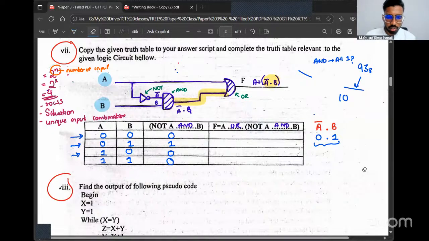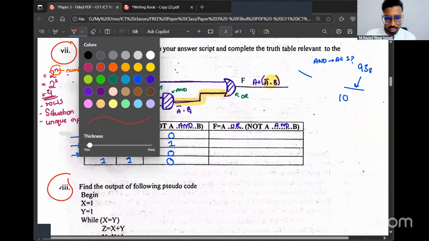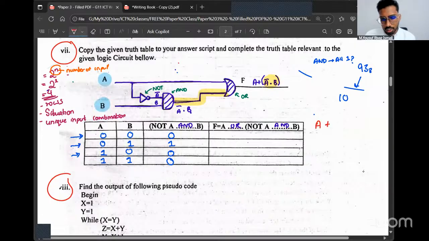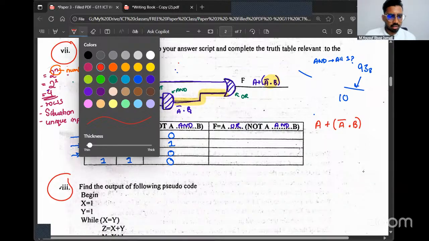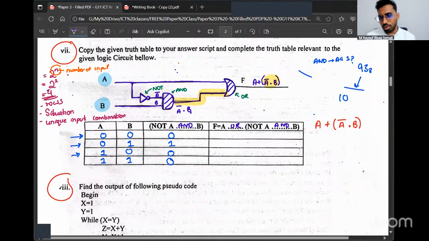The next column is talking about A or not A and B. So A or means plus, open brackets, not A. Not A means A dash, and B, A dash dot B. Again, I'll just replace each of these letters with the respective values. A is equal to 0 as per the first row. A dash is equal to 1 because opposite of A means 1 as per the first row.